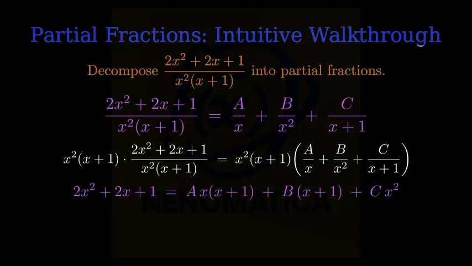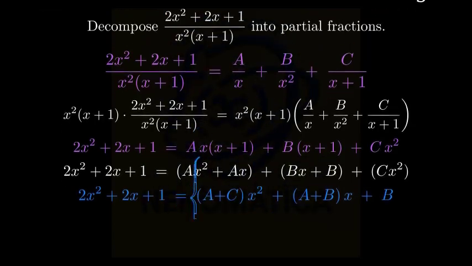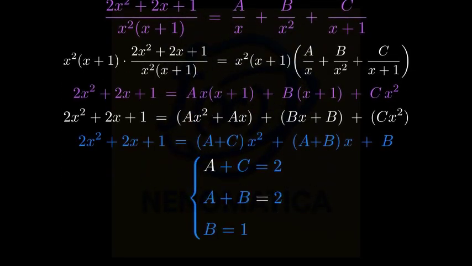Now expand the right-hand side. A times x plus 1 becomes ax squared plus ax. B times x plus 1 becomes bx plus b. And c times x squared stays cx squared. Combine like terms next. Since these polynomials are equal for all x, their coefficients must match. The x squared coefficients give a plus c equals 2. The x coefficients give a plus b equals 2. And the constants give b equals 1.